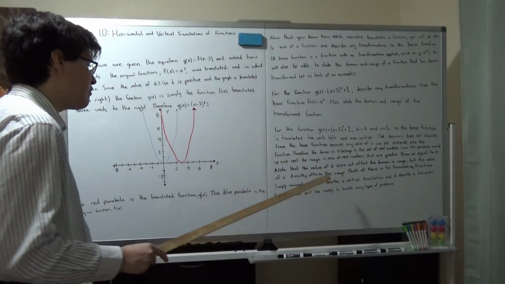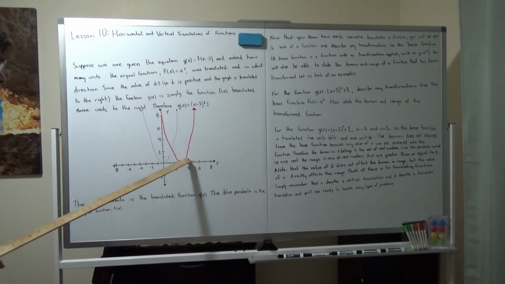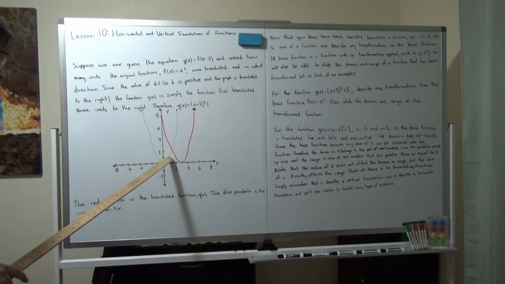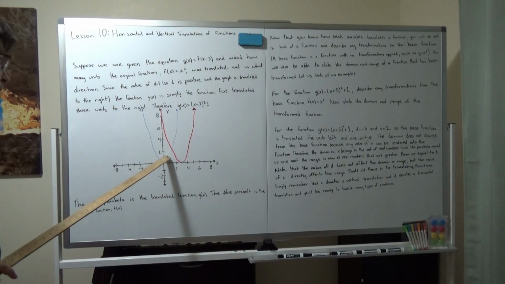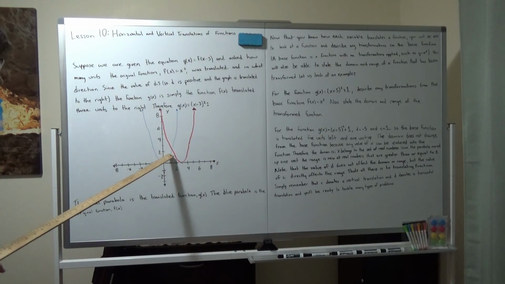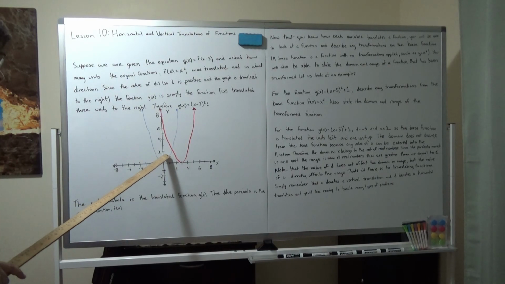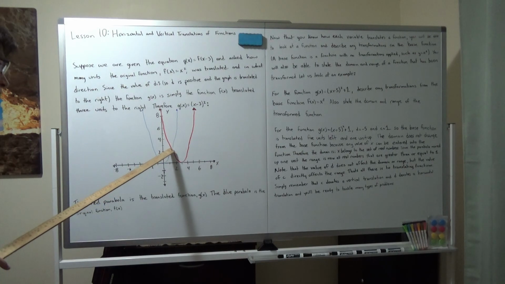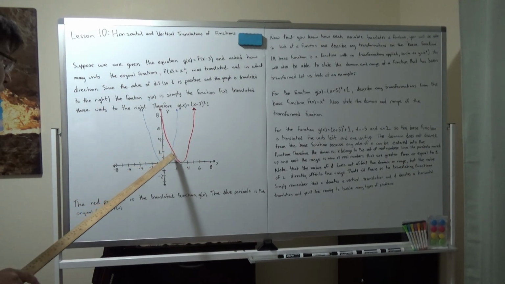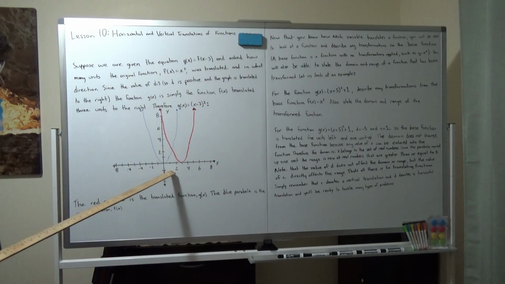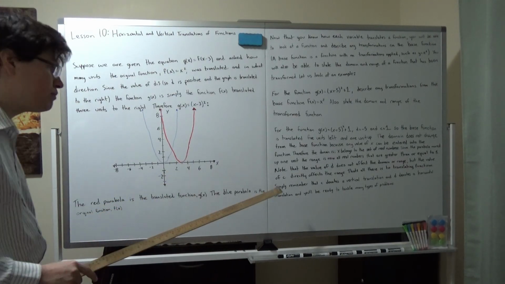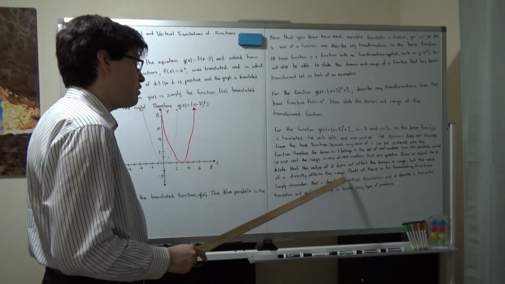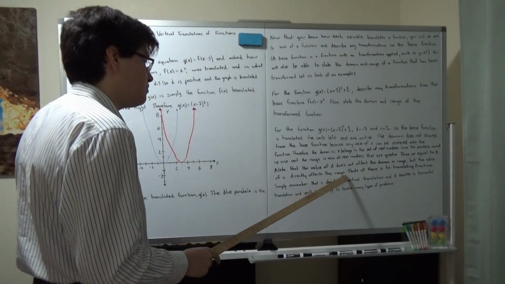However, c directly affects the range, because if we shift this function up, the minimum that the y values can be also moves up. Similarly, if we shift down, the minimum that the y values can take shifts down. So the value of c directly affects the range.